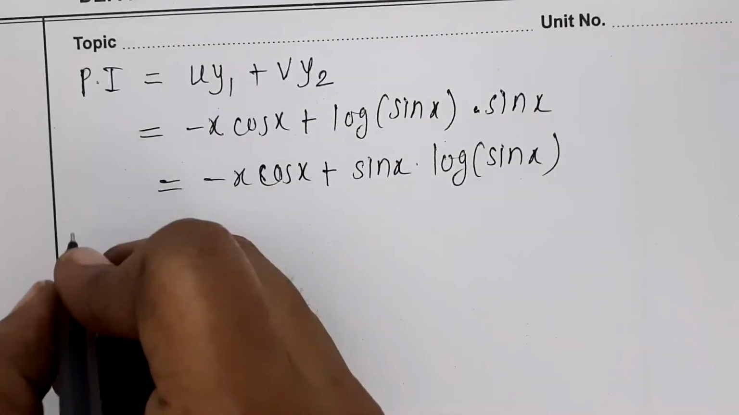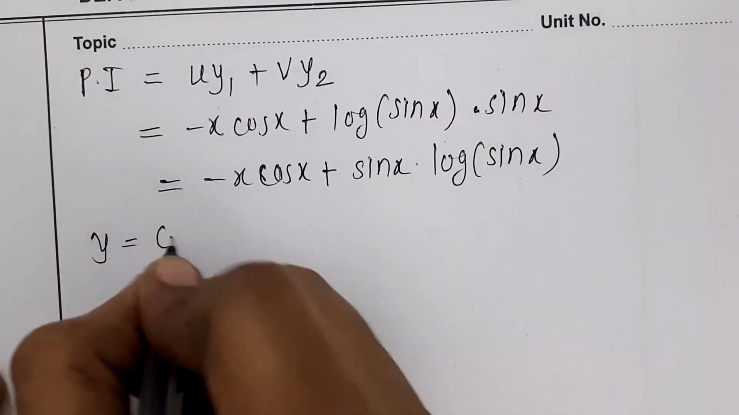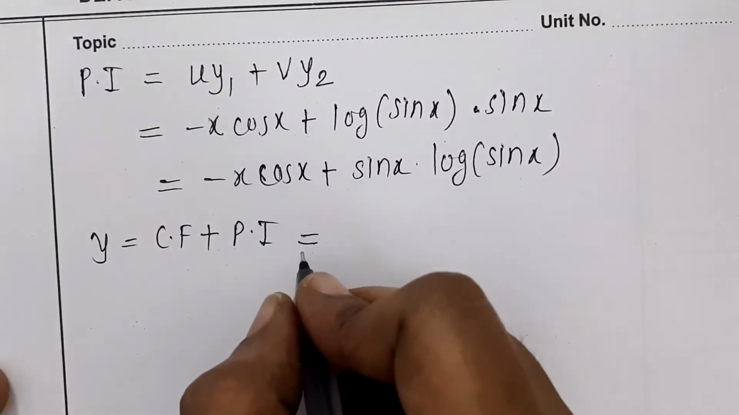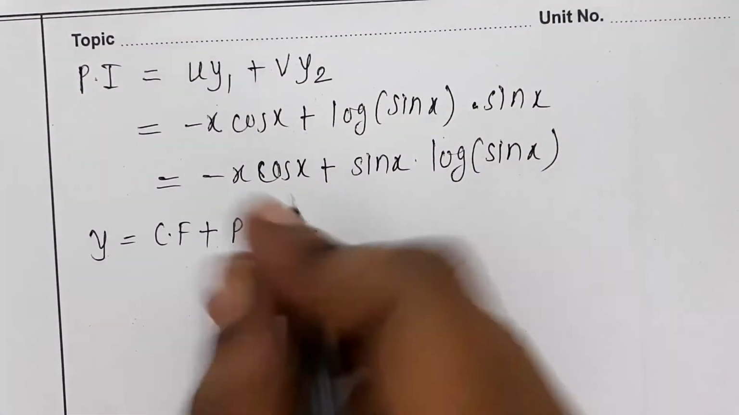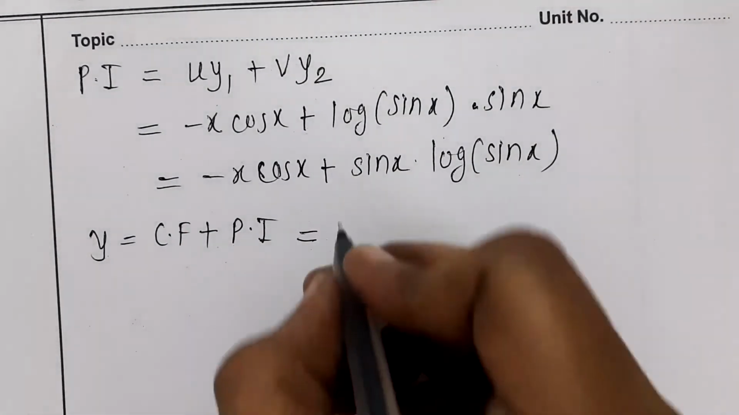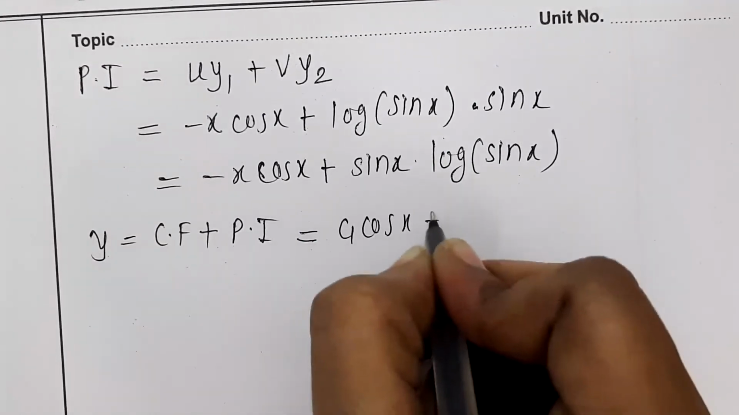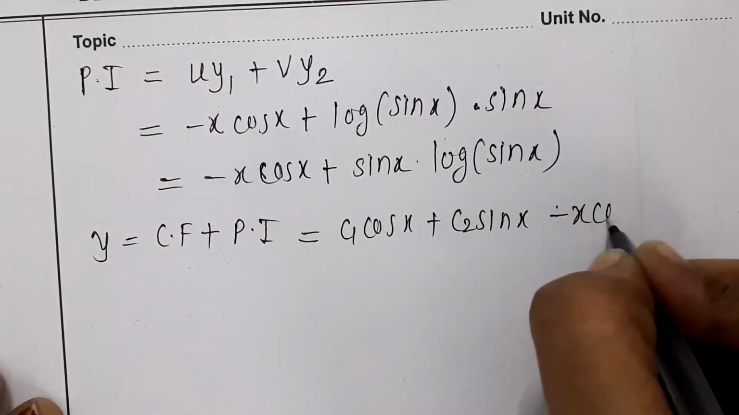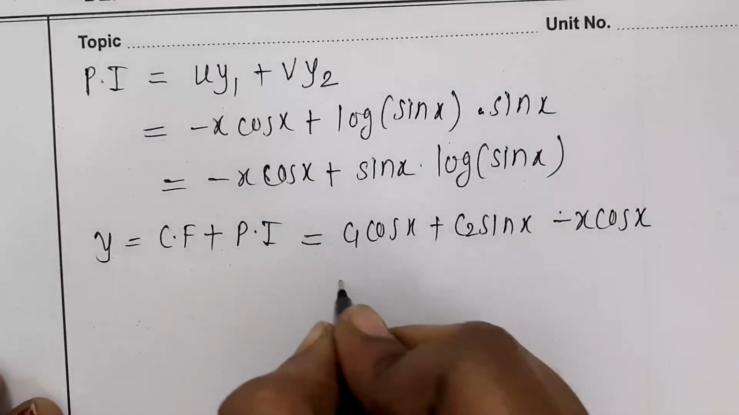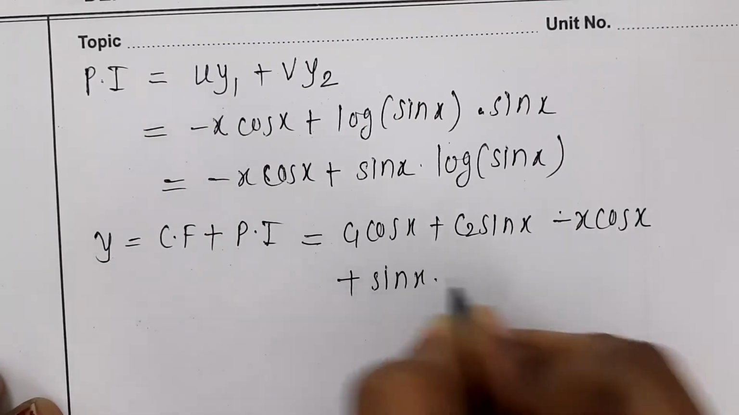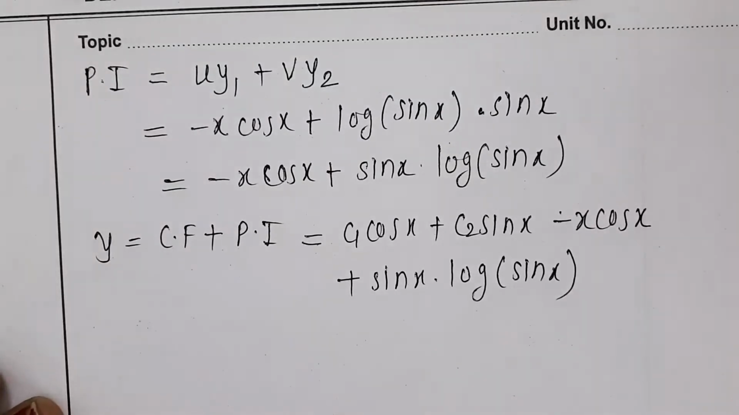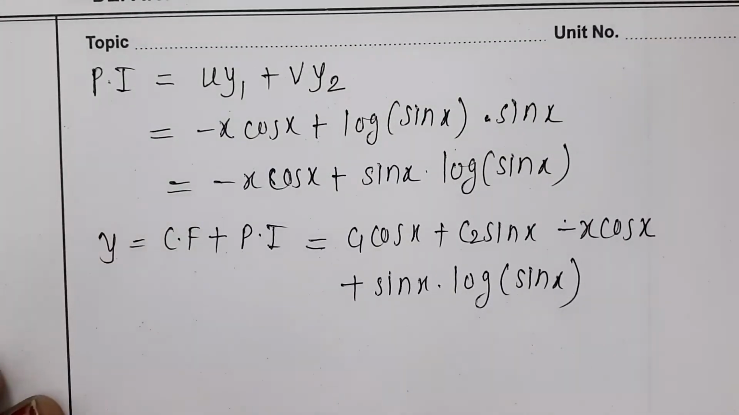Now what is the final solution? y is equal to CF plus PI. What is CF? CF is equal to C1 cos of x plus C2 sin x plus minus x into cos x plus sin x into log of sin x. So this is the final solution.